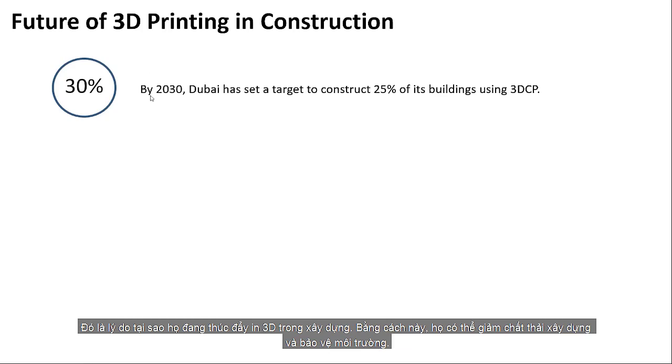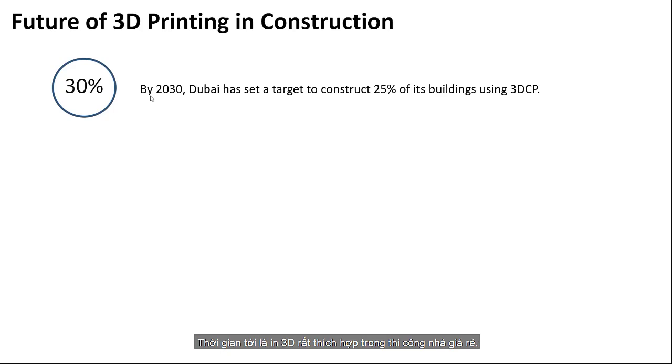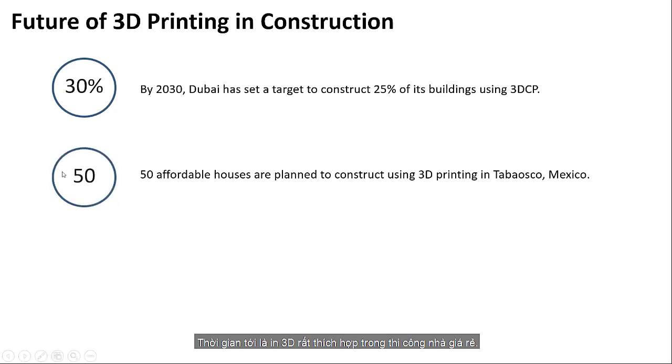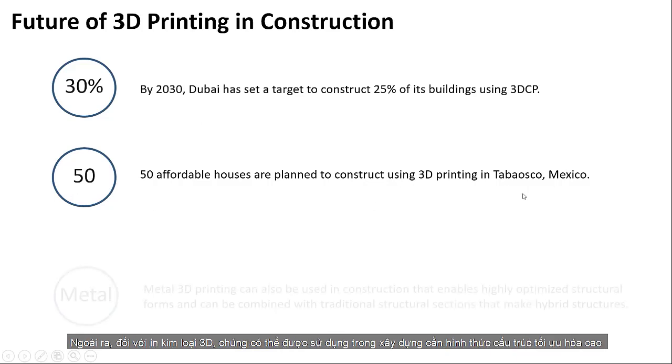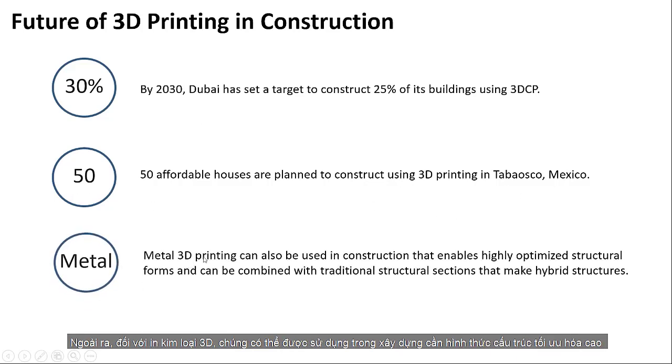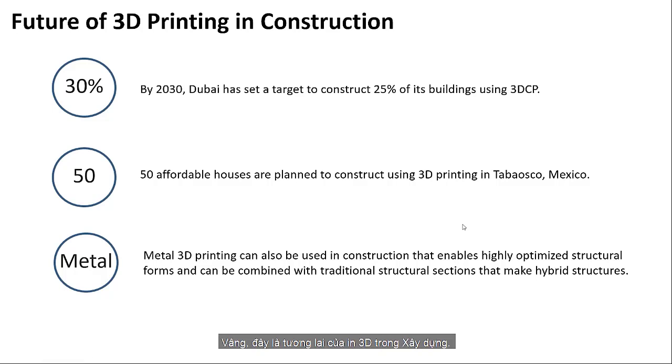Yeah. In this way they can also reduce construction waste and protect the environment. The next thing is that 3D printed houses are very suitable and very affordable. Here in Tabasco, Mexico, 50 affordable houses are planned to be constructed using 3D printing. And 3D metal printing can be used in construction that needs highly optimized structural forms, and it can also be combined with traditional structures to make a hybrid structure. Yeah, this is the future of 3D printing in construction.